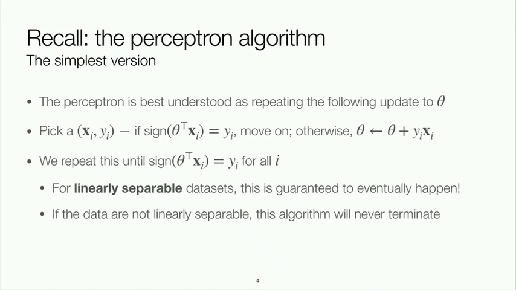However, there is one thing that we can do to at least partially fix this problem, and that's kernelization. So we're going to kernelize the perceptron. What that's going to let us do is operate in some higher dimensional feature space where maybe things in that feature space are linearly separable.